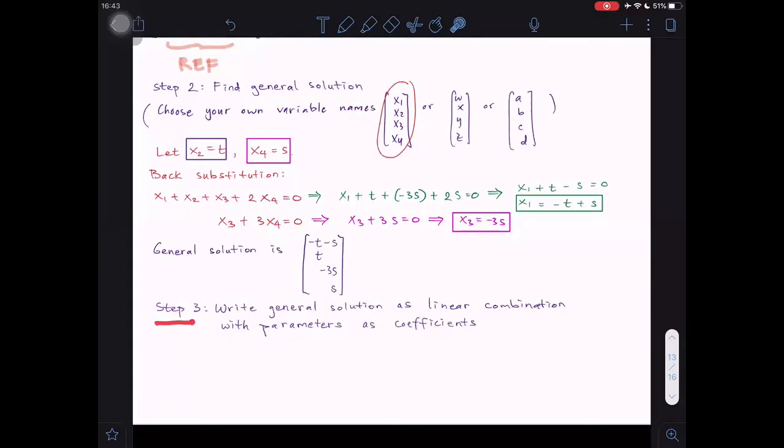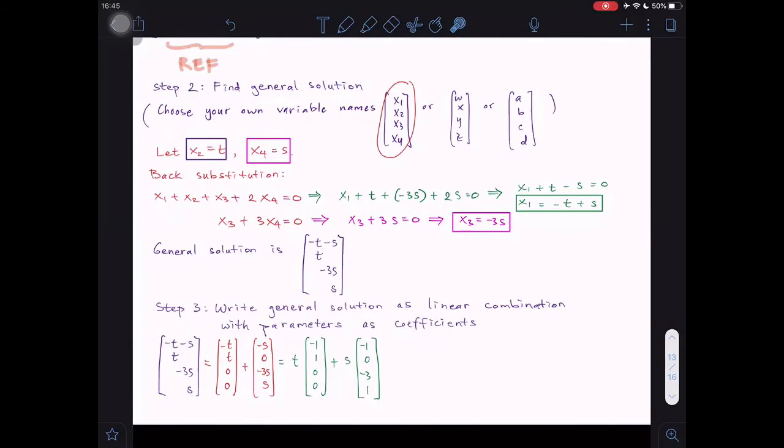The third step of the algorithm is to write the general solution as a linear combination where the parameters s and t are the coefficients. I will do the same thing as I did in the previous exercise. I will write this as a sum of two vectors where one vector will just have t and the other vector will have only s. To write this as a linear combination with s and t as coefficients, I take out the t and the s, and this tells me that these two vectors form a basis for the kernel of A.